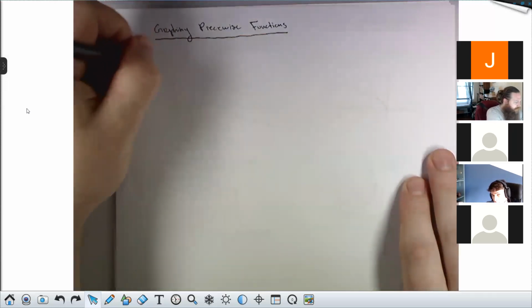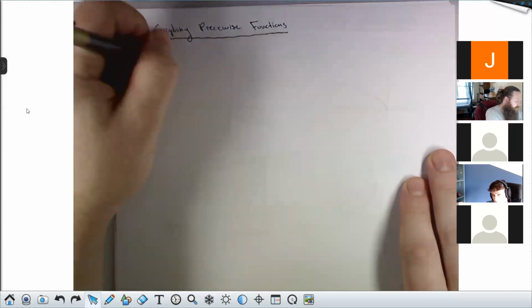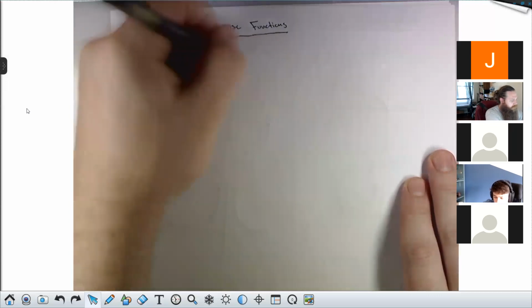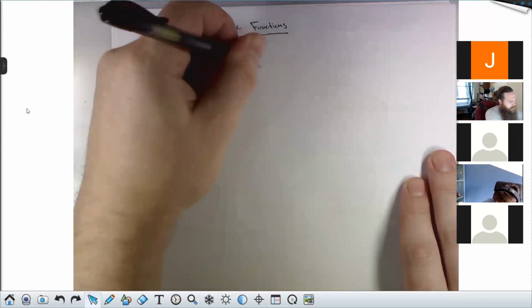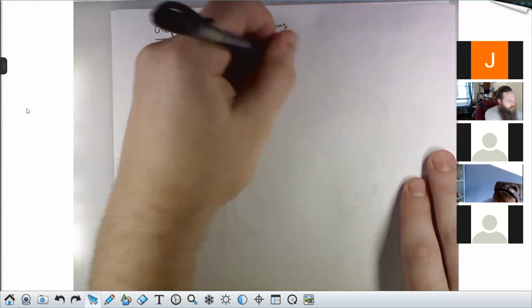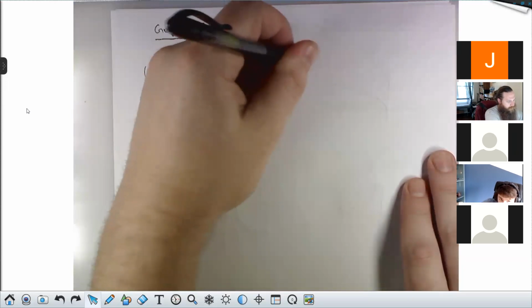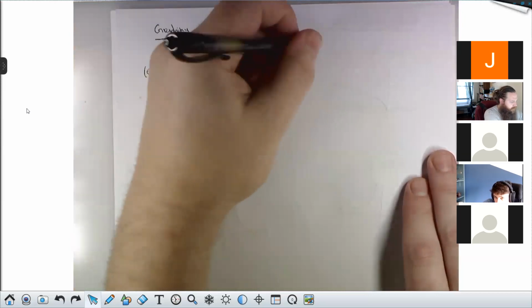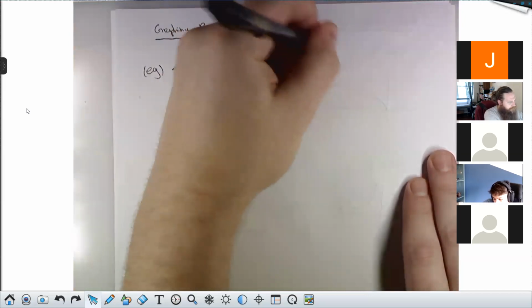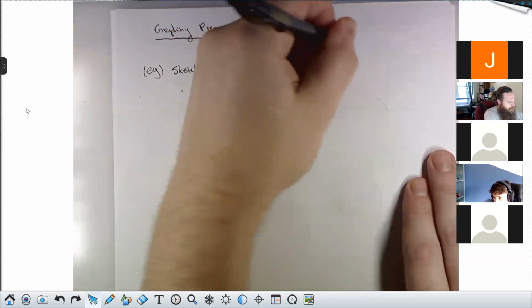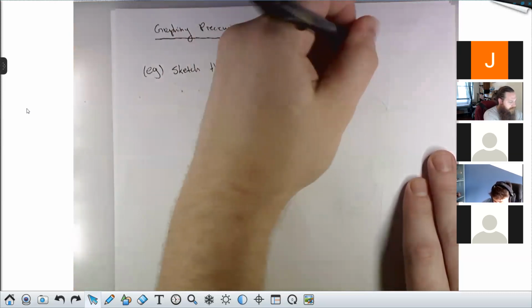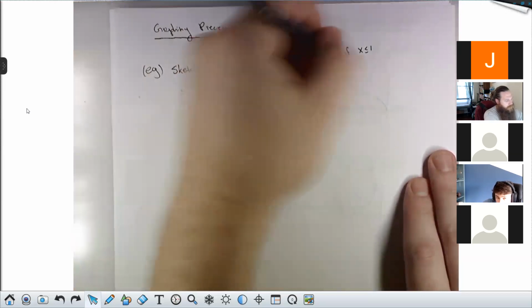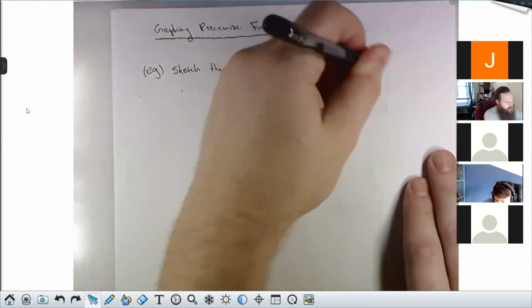Okay, here we go. We've talked about what piecewise functions are. So let's sketch the graph of, I'll give us a nice piecewise function to play with. x squared if x is less than or equal to 1, and 2x plus 1 if x is strictly greater than 1.